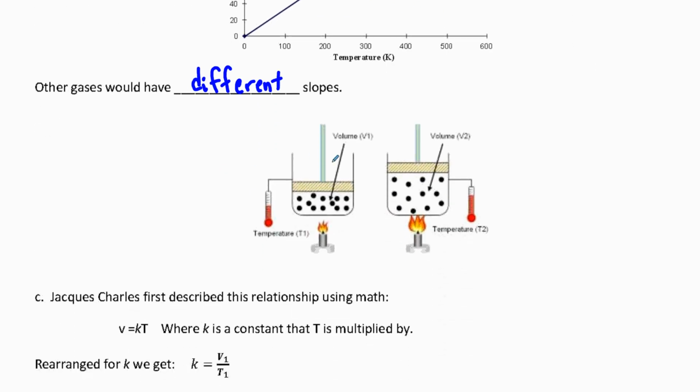So let's take a look at this situation. We've got our set amount of gas, so the number of gas particles is the same in both containers. The pressure is constant, so the pressure is staying the same throughout the experiment. And we've got a source of heat here. The larger flame is representing a higher temperature, and you can see the temperature is recorded here on the side. We've got a lower temperature on the left, a higher temperature on the right.